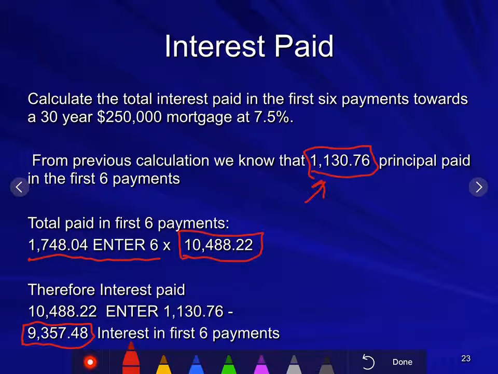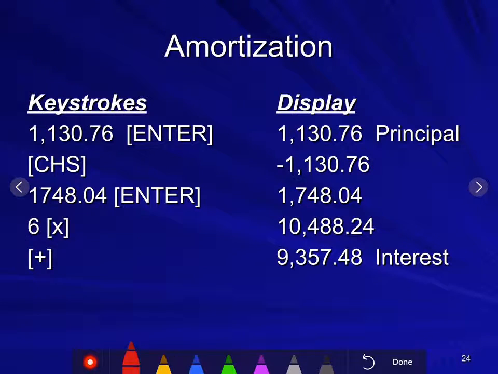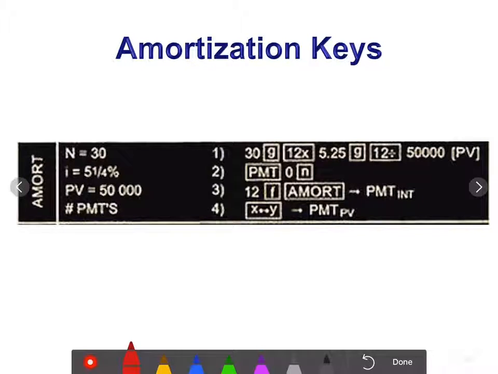And clearly you can see with an interest rate of 7.5%, which in today's terms is relatively high, that by far the majority of your payment is going to interest. At the end of this loan, it'll flip around and most of it would be going to principal. And this is just the numbers. The 1130.76 was the amount that went to principal. We take our 1748.04, multiply it by 6, we get our 10488.24, and we see our $9,357.48 of interest.